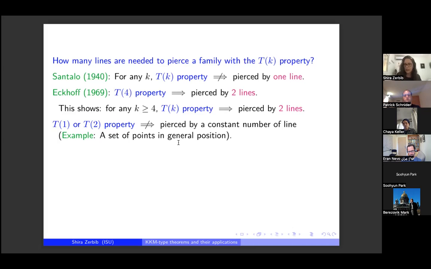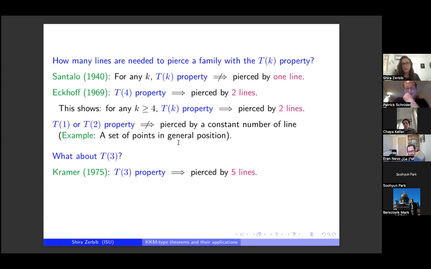So the only question that remains open is what happens when K equals 3. For a while it wasn't clear if there is a constant bound, but then in '75, Kramer showed that if a family has the T3 property, then it can be pierced by 5 lines. And Eckhoff showed that 2 lines are not enough.